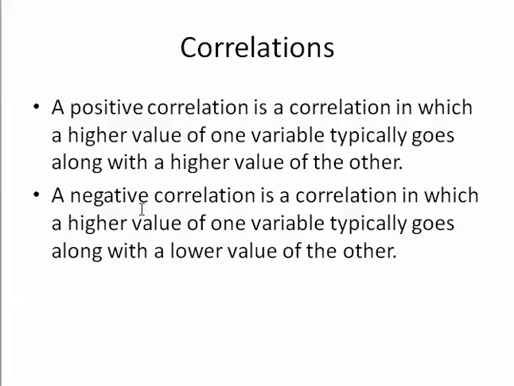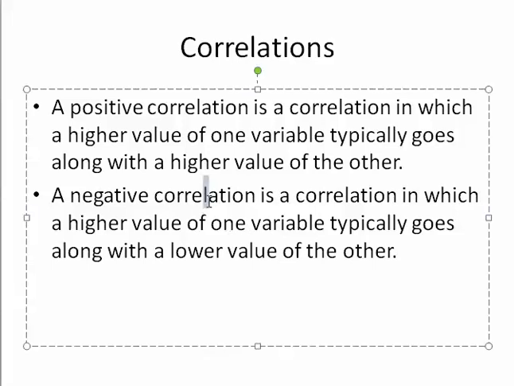A negative correlation is a correlation in which a higher value of one variable typically goes along with a lower value of another variable. In other words, a negative correlation is a correlation in which two things typically go in opposite directions. An example of a negative correlation might be commute distance and hours of sleep. When a person's commute distance goes up, the person's hours of sleep usually goes down because the person has to get up earlier in the morning. So those two variables are probably negatively correlated.